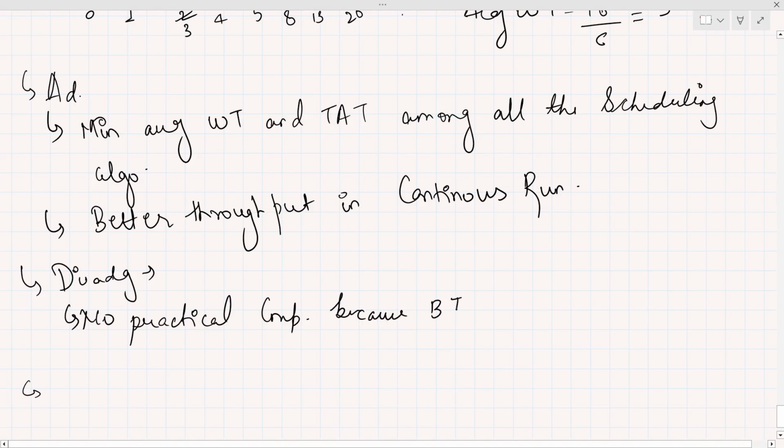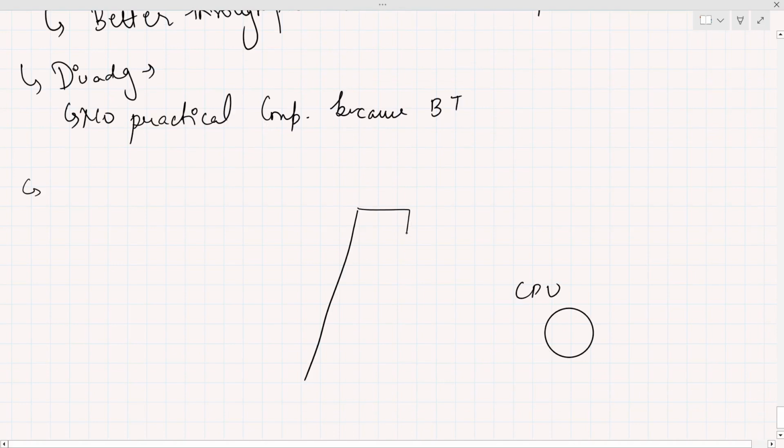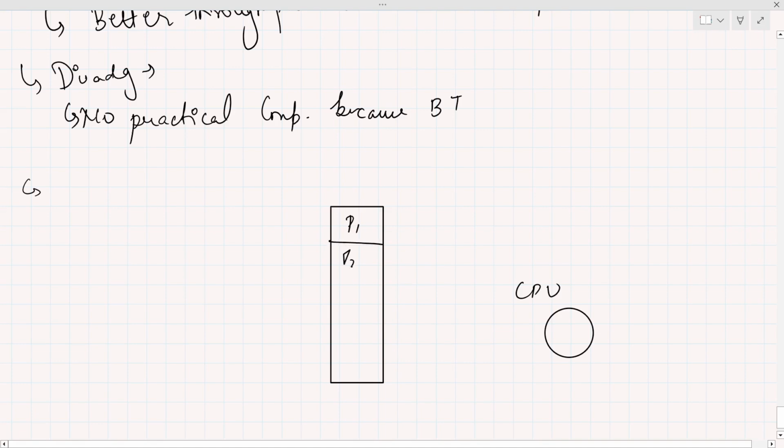Because of the burst time. Why do I say this? Let's say this is our CPU, and this is our ready queue. In the ready queue we have processes P1, P2, P3, P4. We have, let's say, 4 processes available in the ready queue, and we have an operating system. What happens is, the operating system does not know about the process burst time.